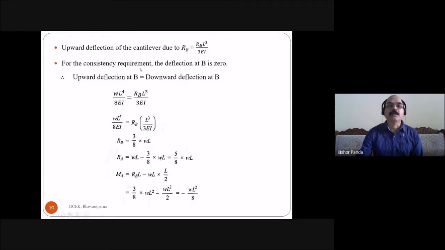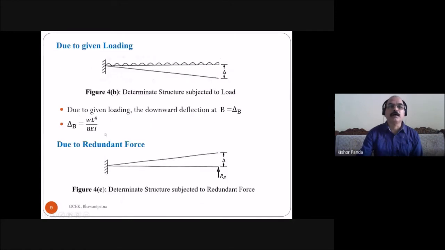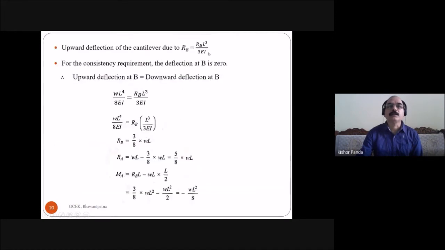But for the consistency requirement, the deflection at B is equal to 0. So the upward deflection at B is equal to the downward deflection at B. This is the downward deflection due to loading, and this is the upward deflection due to the redundant force. Equating the upward and downward deflection and simplifying, we find RB is equal to 3 by 8 into W into L.